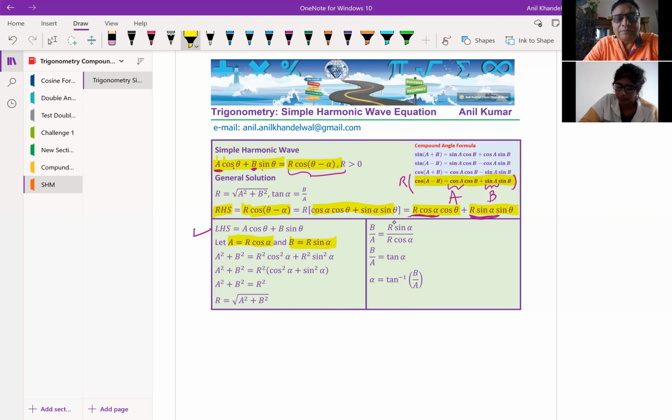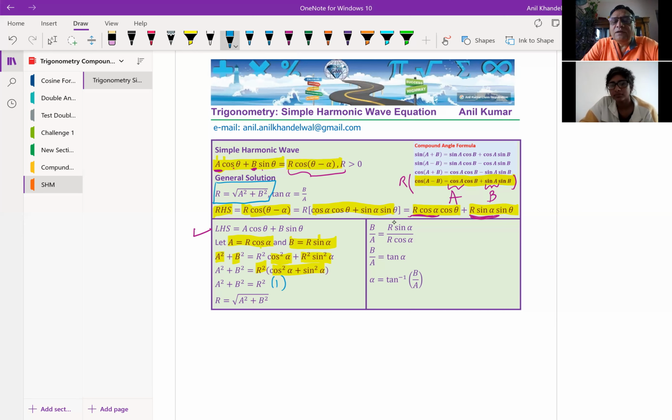Now clearly, if I square A and B and add them, A square plus B square is what? R square cos square alpha plus R square sin square alpha. We just square these things, correct? R square is common, cos square alpha plus sin square alpha is 1, right? The trigonometric identity. So this is being multiplied by 1 only, right? So basically, you have R square equals A square plus B square, or R is equal to the square root of A square plus B square. Is that clear to you? So we got this formula. We can directly use the formula, but this is a simple systematic derivation of the same.